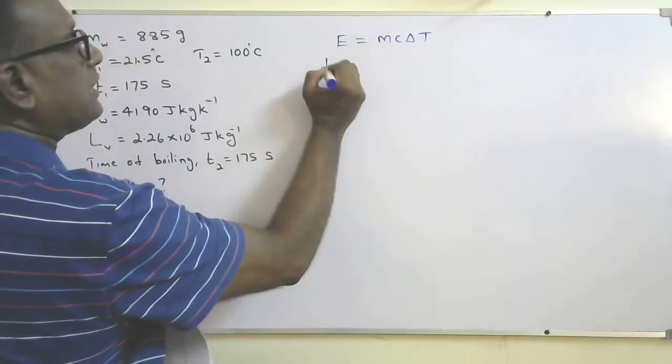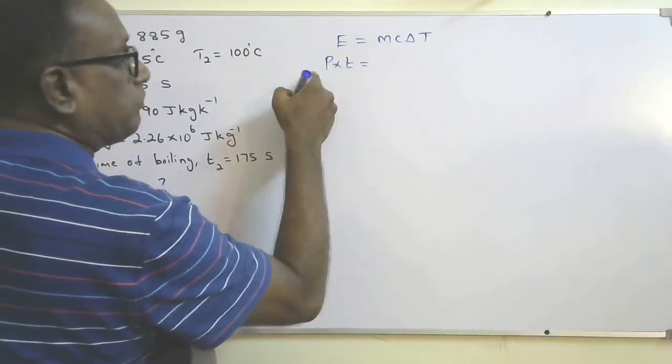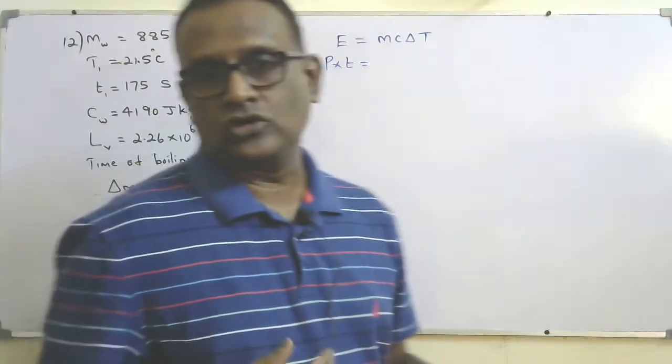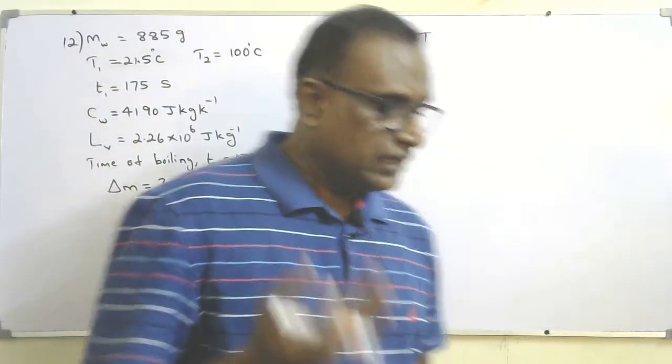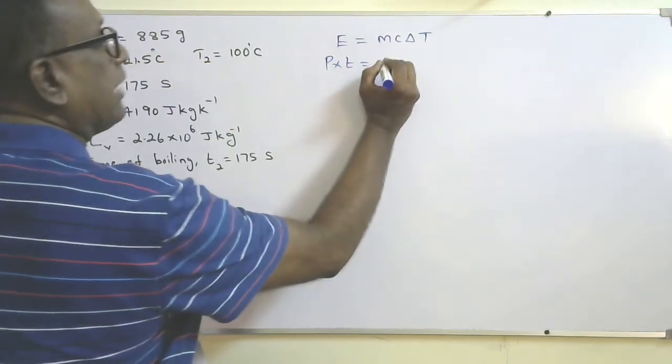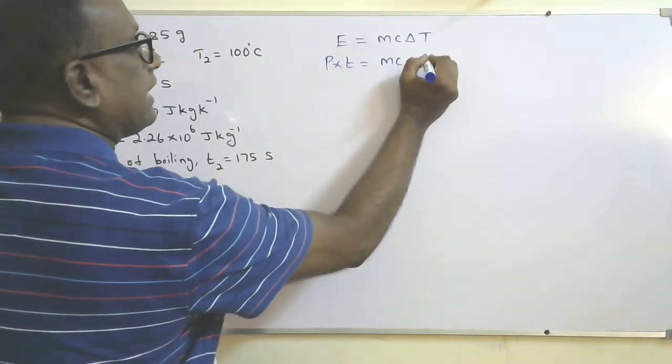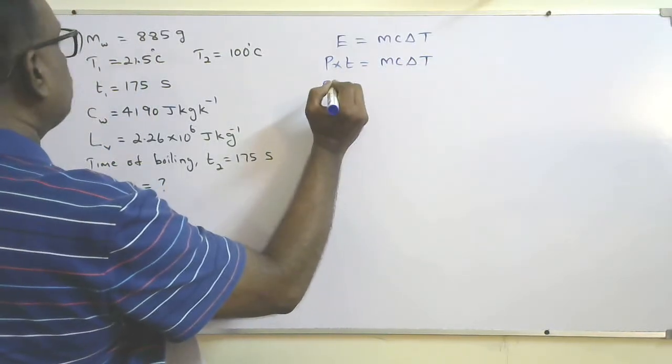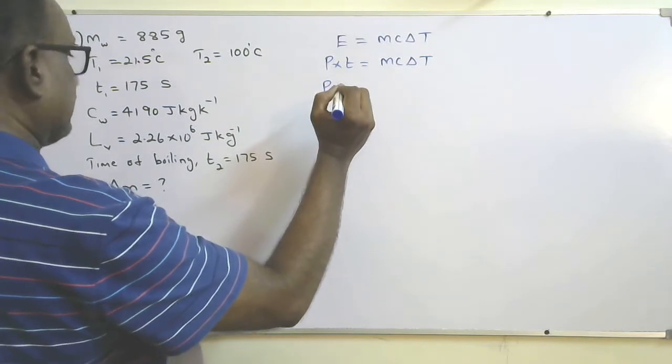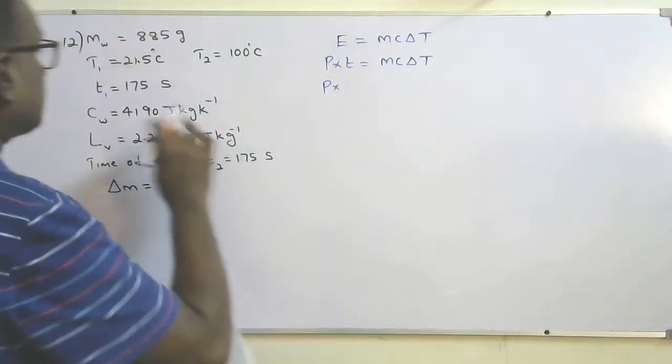We know energy is equal to power into time. The power is the power output of the heater or the flame, whatever it's given. P into t equals mc delta T. So power into time was initially 175. The time was initially 115 seconds.